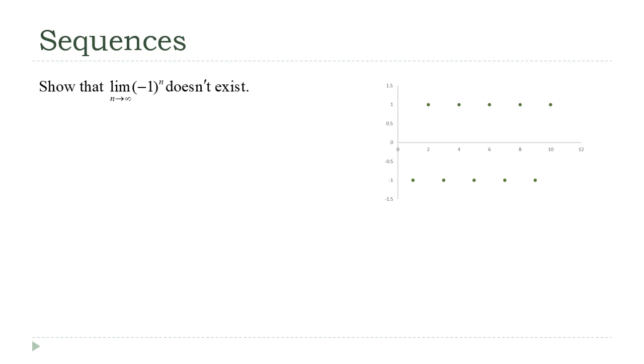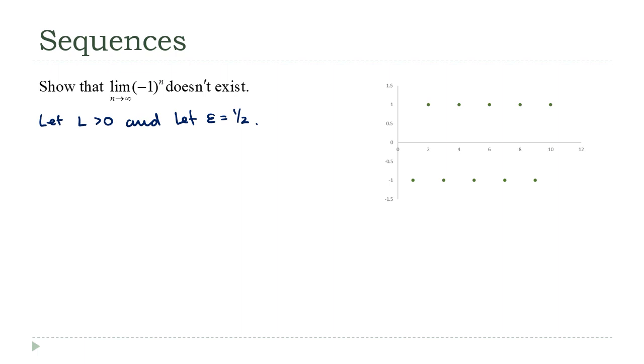So to see why this limit doesn't exist, start by letting L be a positive number and let epsilon equal 1/2. Now remember that to show something doesn't exist, we only need to show a single counterexample. In this case, that means showing that there exists at least one value of epsilon where we can't find the value of capital N that the limit definition says we have to have.